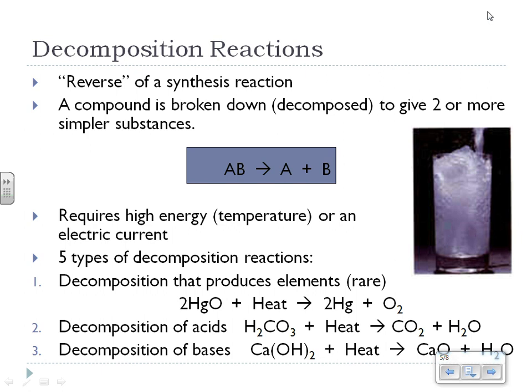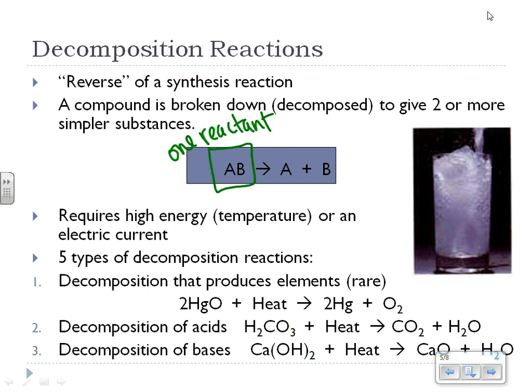So you're going to see a lot of the same thing happening here, but just in the opposite direction. A compound gets broken down or decomposed to give 2 or more simpler substances. To recognize a decomposition reaction, you only ever have one reactant, and then it breaks up into 2 or more products. It usually requires high energy or temperature or an electric current. And there are 5 different types of decomposition reactions.